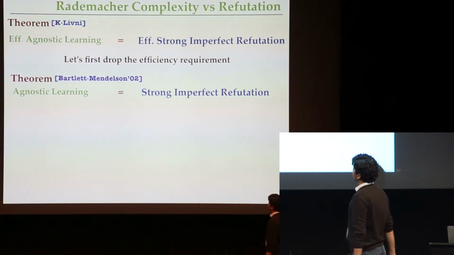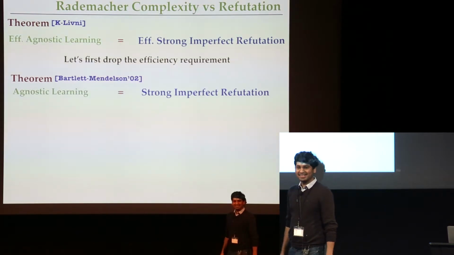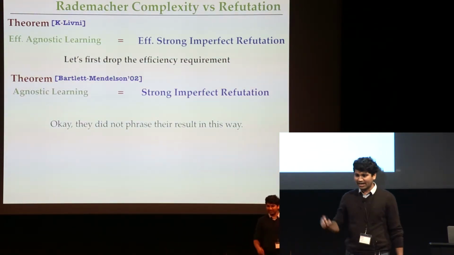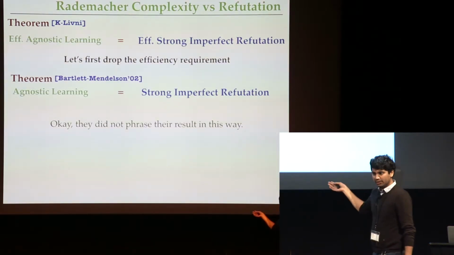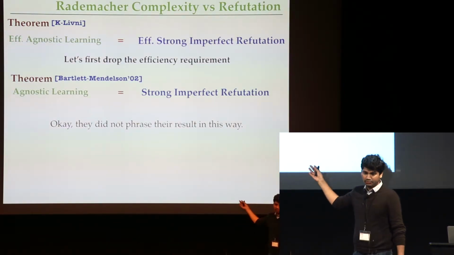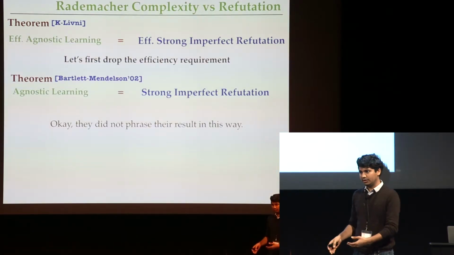It's a theorem due to Bartlett and Mendelson from way long ago. And they did not phrase it this way, of course. So I'm going to tell you what they showed. And in some sense, it's a fundamental theorem in statistical learning, what they really showed. And this is just a reinterpretation of their theorem. But it would be nice because it would give you one nice vantage point to actually interpret what we're going to show today.